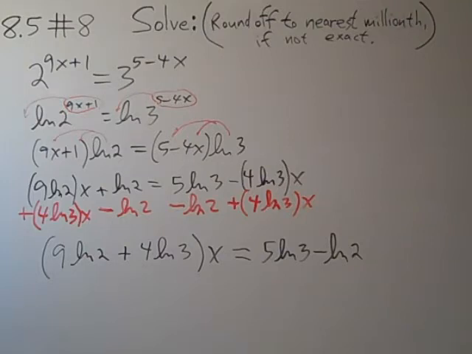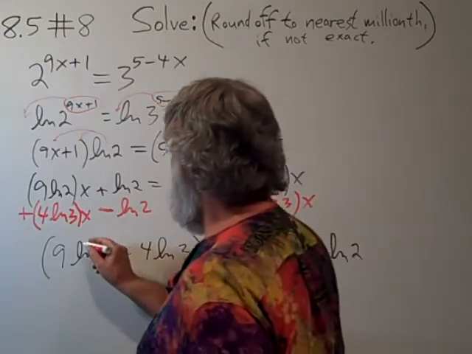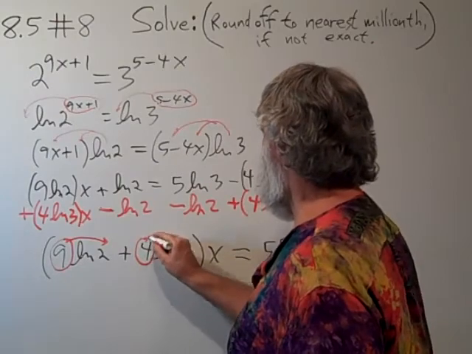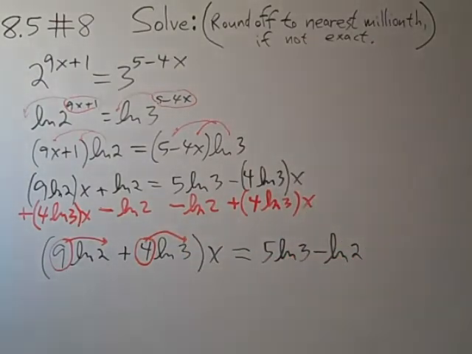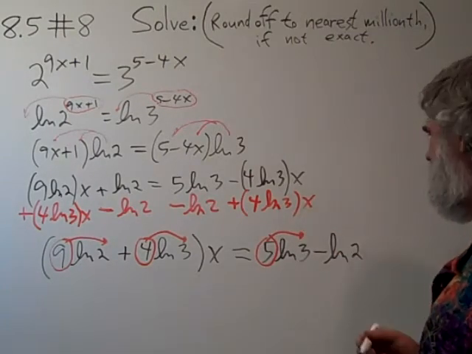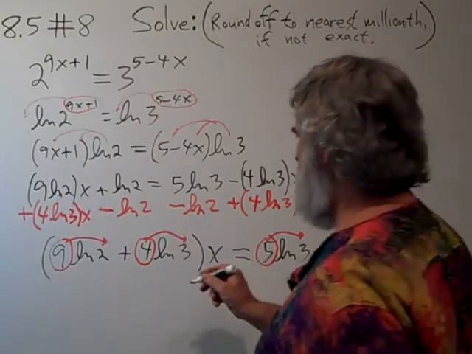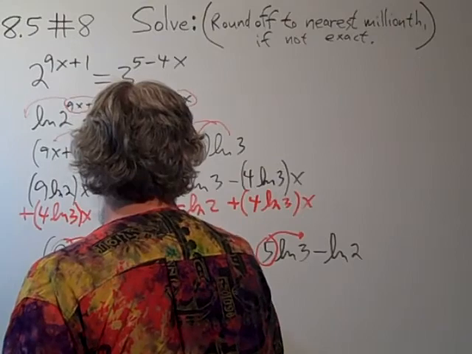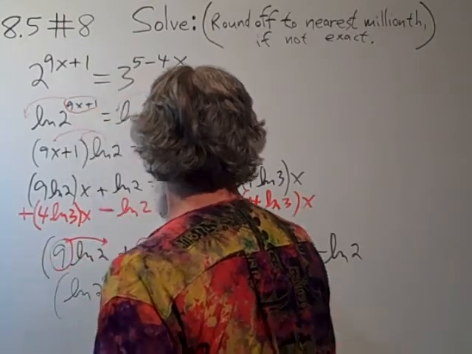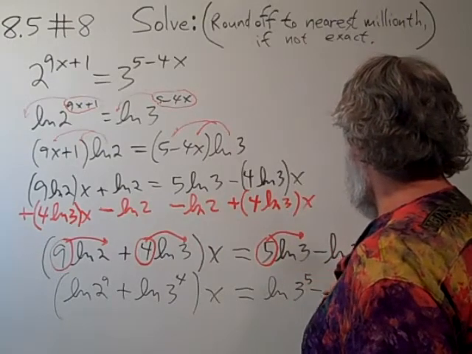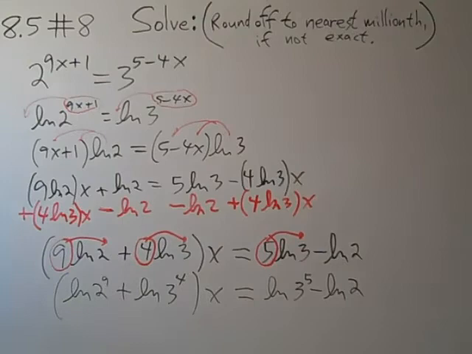Now we could combine these logarithms into single numbers here by taking the 9 and putting it back up as an exponent of the 2 and the 4 an exponent of the 3. And the same on the other side of the equal sign. So this is equal to the natural log of 2 to the 9th plus the natural log of 3 to the 4th times x is equal to the natural log of 3 to the 5th minus the natural log of 2.